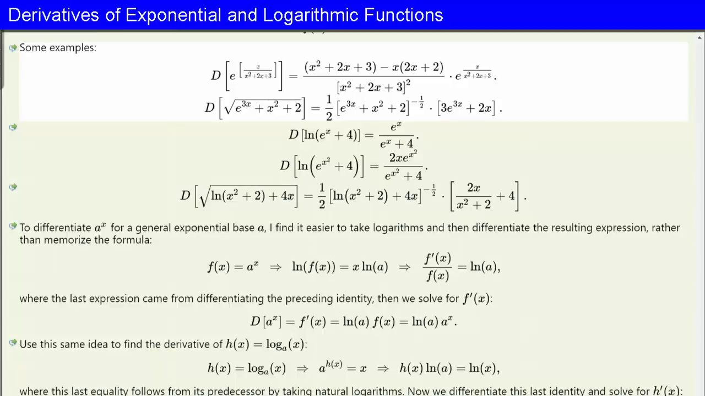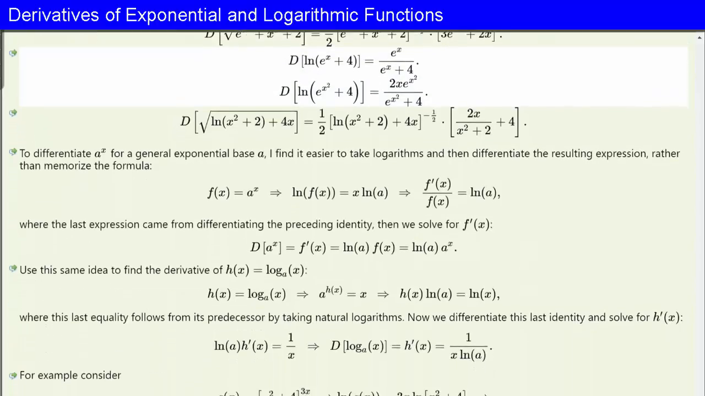Another example, the derivative of the square root of e to the 3x plus x squared plus 2 is 1/2, that same expression to the minus 1/2, times the derivative of that expression, the one inside the square root. The derivative of that expression, again using the chain rule on the exponential, is 3e to the 3x plus 2x.